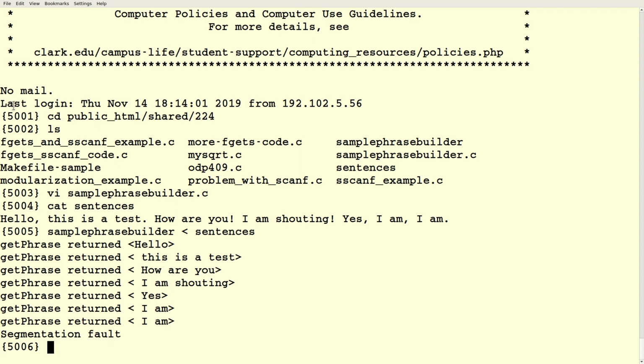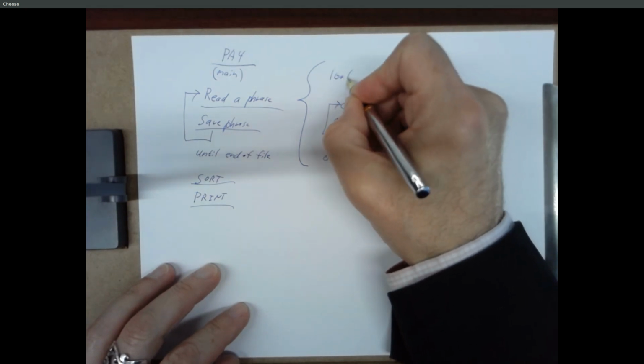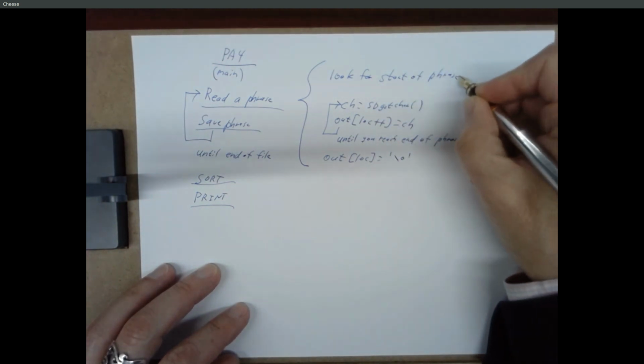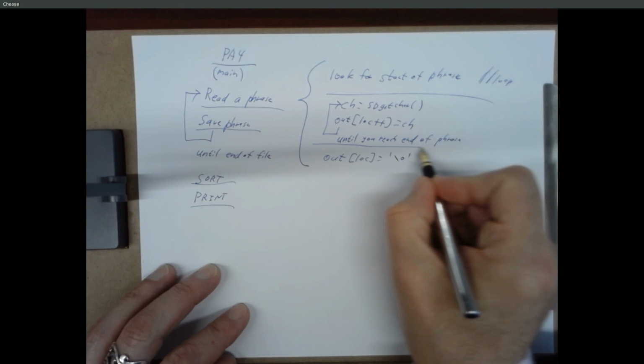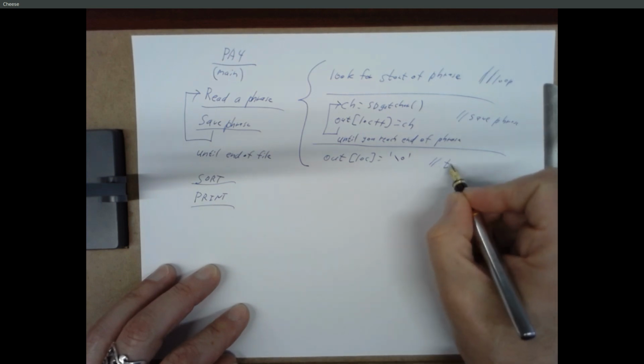But you notice that most of my phrases start with a space, right here. And that's because I'm not doing this other thing that we want to do in our phrase reader, which is look for the beginning of a phrase before you start storing characters. And remember, a phrase begins with anything that's not a punctuation mark or a space. So in the very beginning here, we need to look for start of phrase. And that's a loop. And then here's our main loop. This is where we save the phrase. And this is where we terminate the phrase.